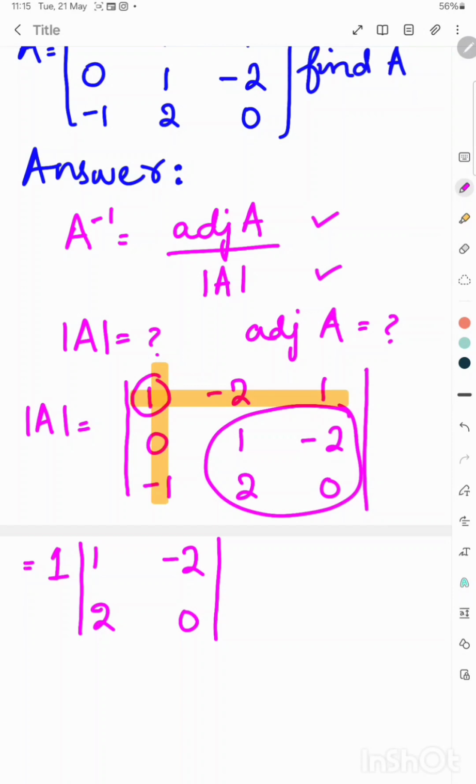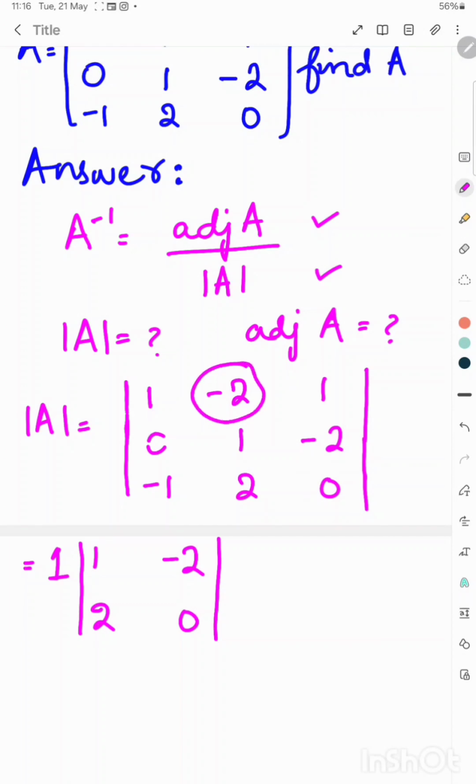Now I will go for the second element. Students, here the second element is minus 2. So I will write minus 2 here, but also there is the negative sign of the formula. So I will put the negative sign of the formula and here I will write the second element. Now, as you can see, the second element lies in the first row and second column. So I will write the remaining elements here, that is 0 minus 2, minus 1 0.